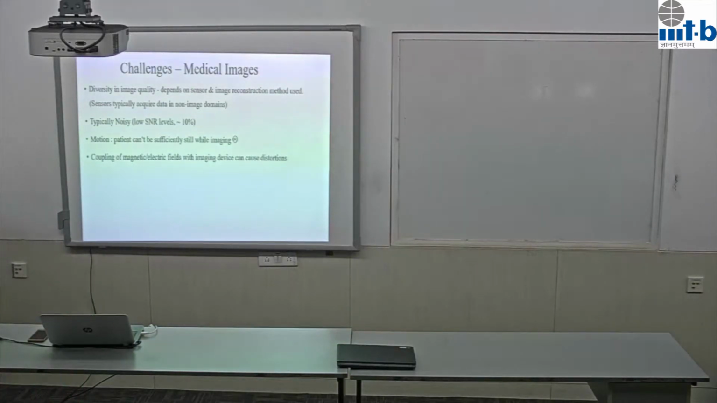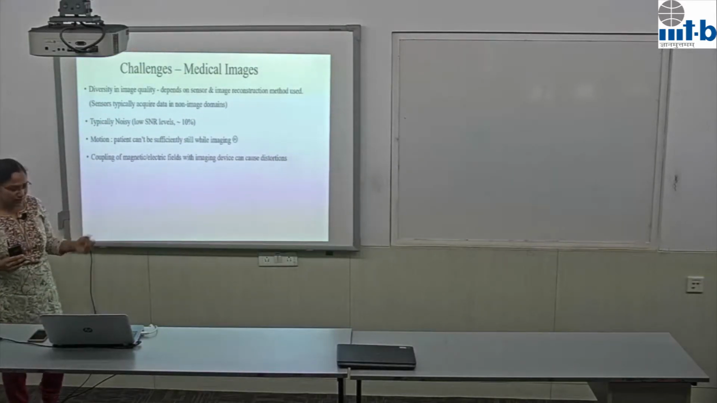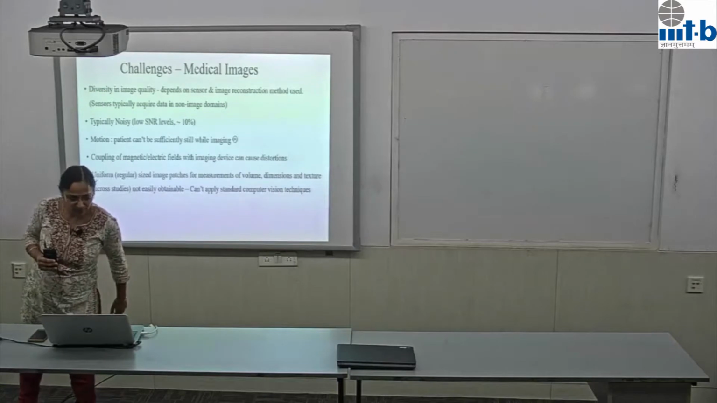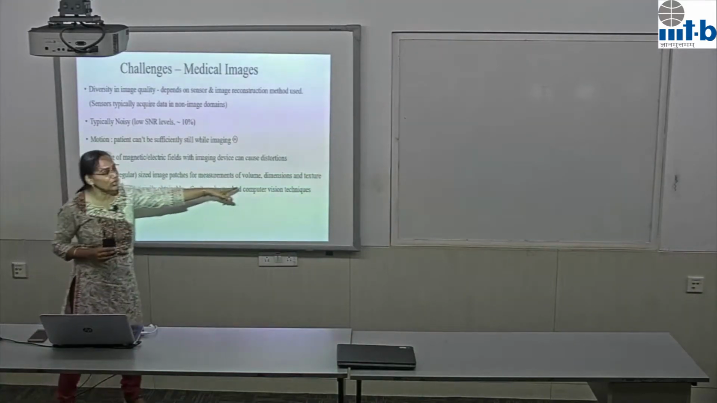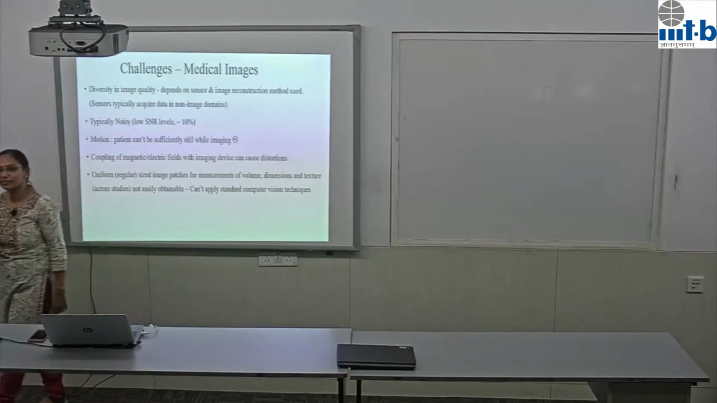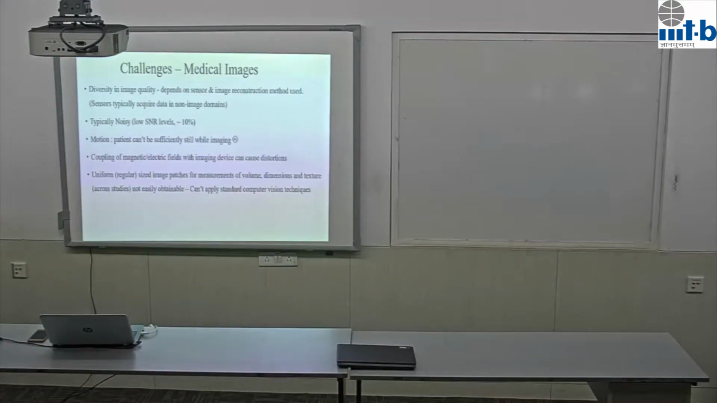And in the process of trying to acquire the data, there could be some coupling of the fields within the body with the sensor itself. So the uncertainty principle comes into play here. And it's very hard to find uniform or regular sized image patches for measurements like volume, dimensions, texture, the way you would easily find in natural images. It's just not possible here.